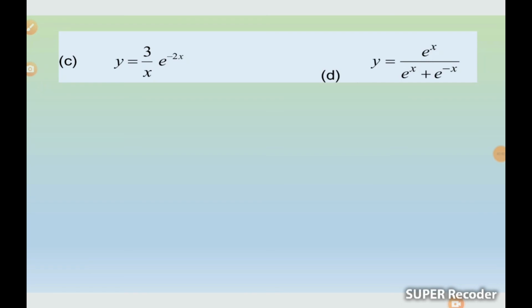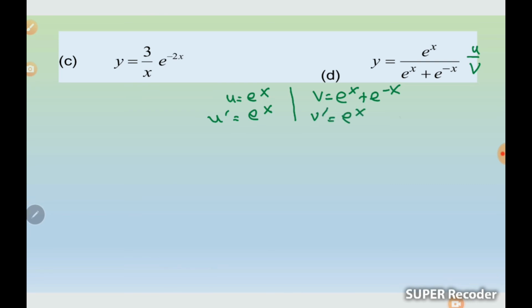Okay, we'll continue with example D. y equals e^x over e^x plus e^(-x). So we will use the quotient rule here. What is u? u equals e to the power of x, and v equals e^x plus e to the power of negative x. So what is u prime? Differentiate e^x, u prime equals e^x. For v prime, you have to bring the minus in front because of the rule: minus e^(-x).